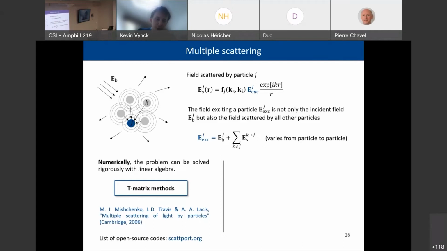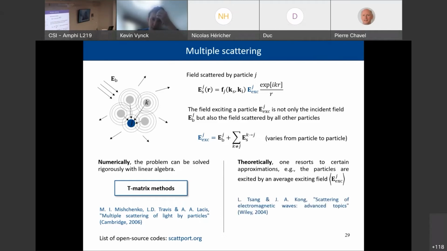Numerically, we can solve a multiple scattering problem, and I will show some examples in a minute. And theoretically, we can do some things as well, but we need to make some approximations. A classical approximation is to say that the particles will be excited not by a specific field, but by the average exciting field. In this case, we first need to calculate an average exciting field, and then we can calculate the scattered intensity. And for details, there is this excellent textbook as well that is quite technical, but that allows you to understand all the fine details of multiple scattering problems.